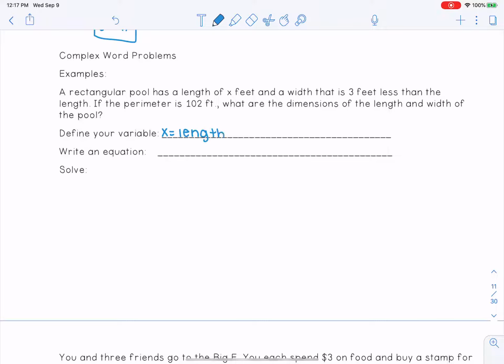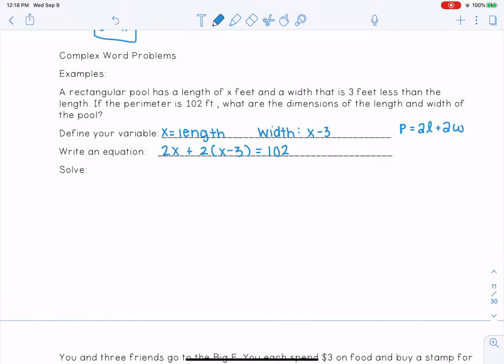If x is the length, then our width is 3 less than that. So our width is x minus 3. Now remember, perimeter for a rectangle is 2 times the length plus 2 times the width. So let's see if we can write an equation for that. 2 times the length would be 2x, plus 2 times the width, which is 2 times (x minus 3), is equal to the total perimeter, which is 102.